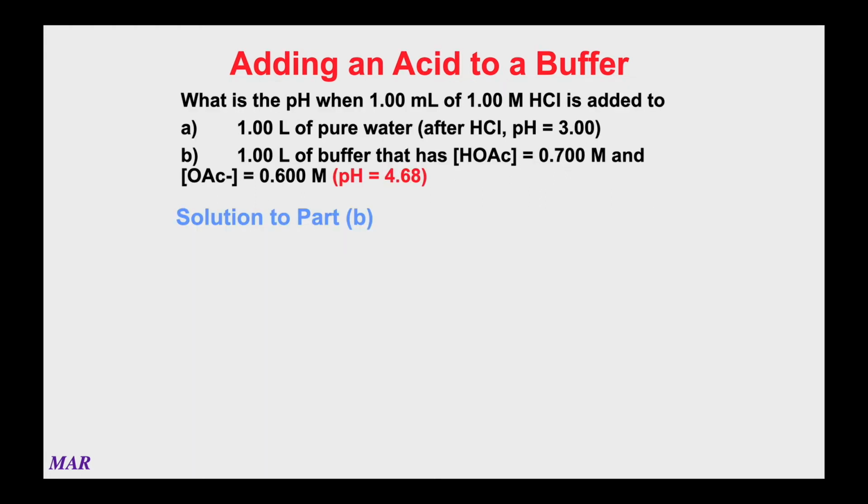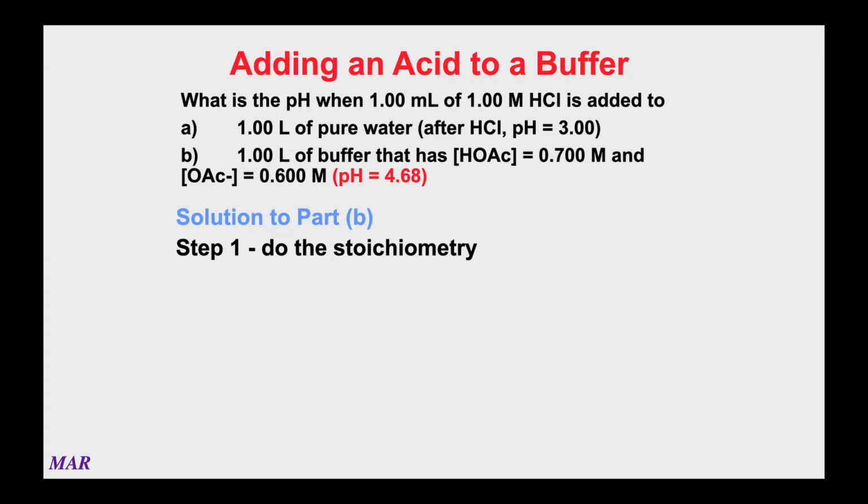Let's look, though, now at what happens when you add that same 1 milliliter of 1 molar HCl to the buffer. The buffer has acetic acid at 0.700 moles per liter, and the acetate at 0.600 moles per liter. And remember that the pH of the buffer was 4.68 to begin with. Now, if you're doing a problem like this, the way I'm going to show you, you need to do what I call a double ice experiment, and I'll talk about what that means in a little bit.